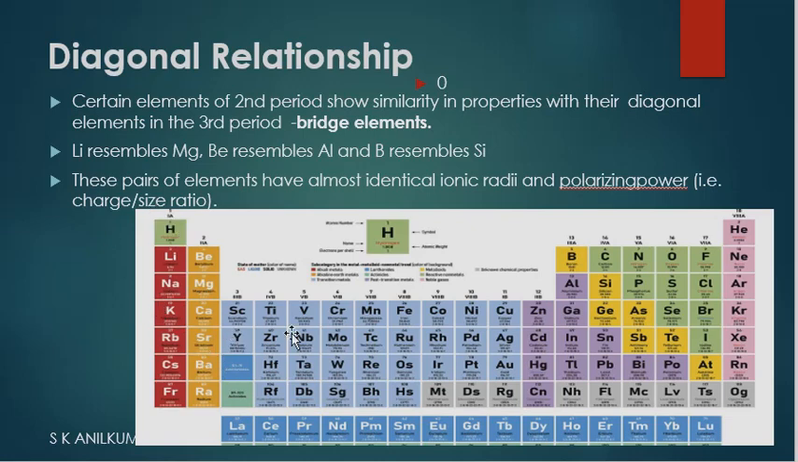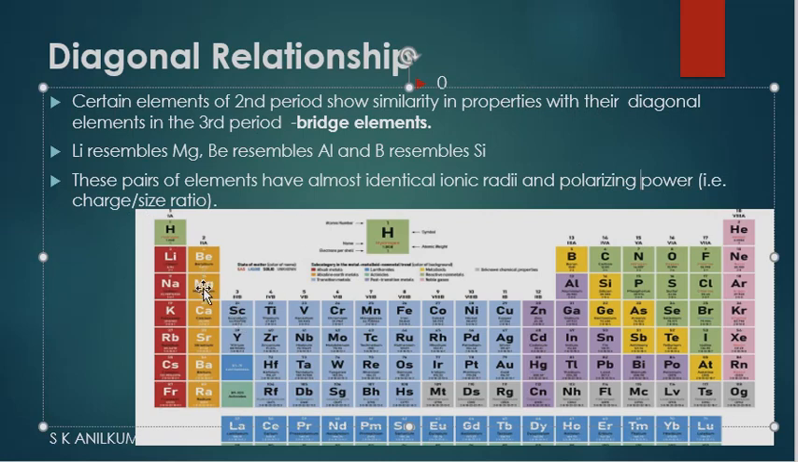How do we define the property of a diagonal relationship in the periodic table? Certain elements of the second period show similarity in properties with the diagonal elements in the third period. Second period to third period, second row to third row. These are called bridge elements. For example, Be and Al, and B resembles silicon. Boron resembles silicon. Aluminum resembles germanium. So these are the bridge elements.